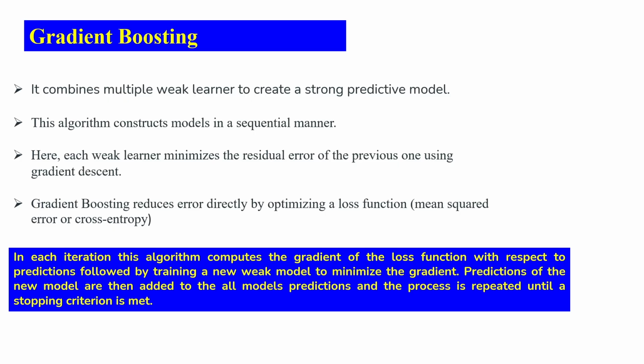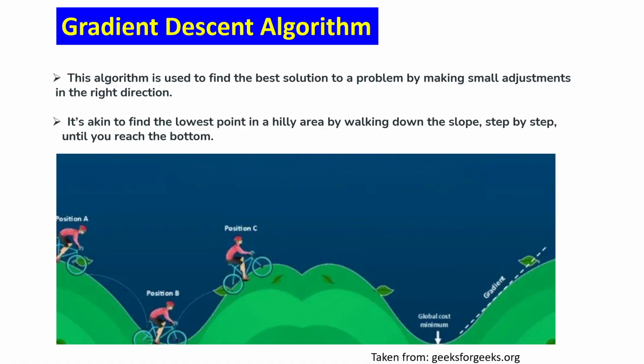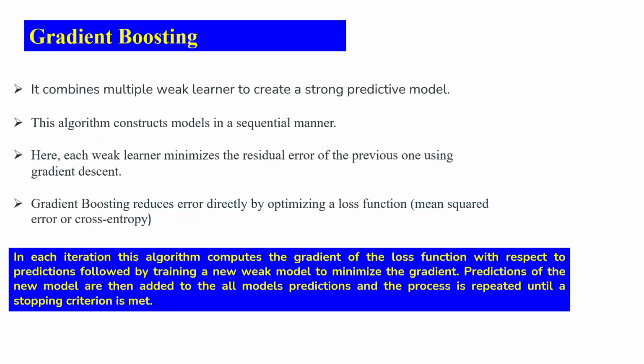So, gradient boosting uses, as I told you, a very important concept known as the gradient descent algorithm. It combines multiple weak learners to create a strong predictive model, but one important difference is this: it reduces the error directly by optimizing the loss function. The loss function can be mean square error or entropy error. So, what does it do? In each iteration, this algorithm computes the gradient of the loss function.